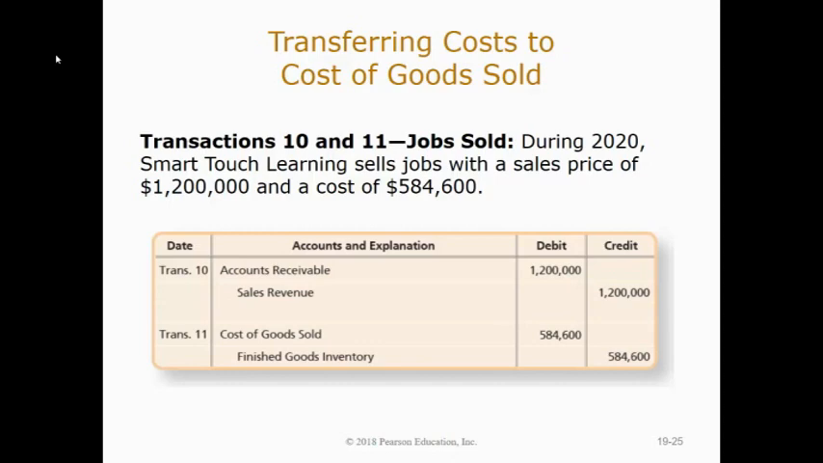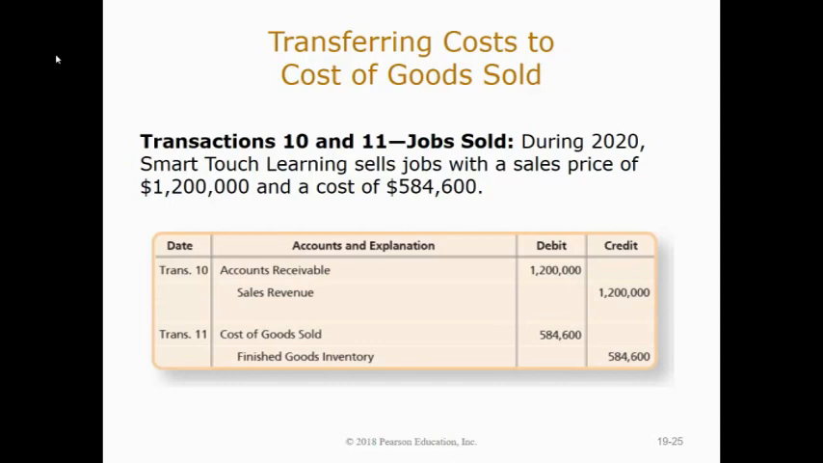We're going to debit accounts receivable and credit sales revenue for the sale price. We sold these for $1.2 million. The second entry always records your expense. We've been keeping track of all of these costs, and we've been adding them to the value of our inventory, increasing the value of that asset, because we don't get to expense them until we actually sell the product.